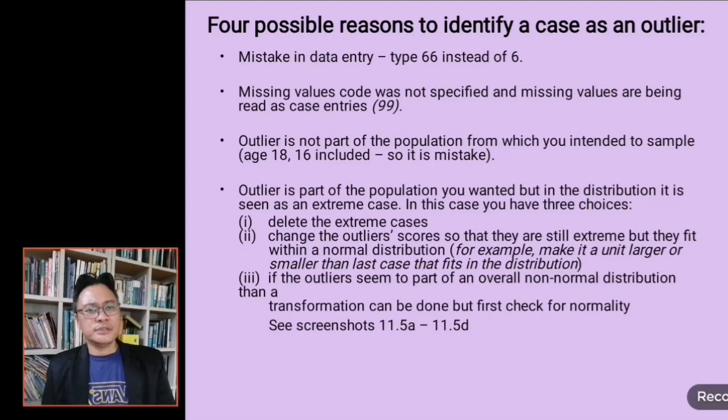In this case, you have 3 choices. First, delete the extreme cases. Second, change the outlier score so that they are still extreme but they fit within normal distribution. Third, if the outliers seem to be part of an overall non-normal distribution, then a transformation can be done. But first check for normality. Yeah, kena check normality dulu.